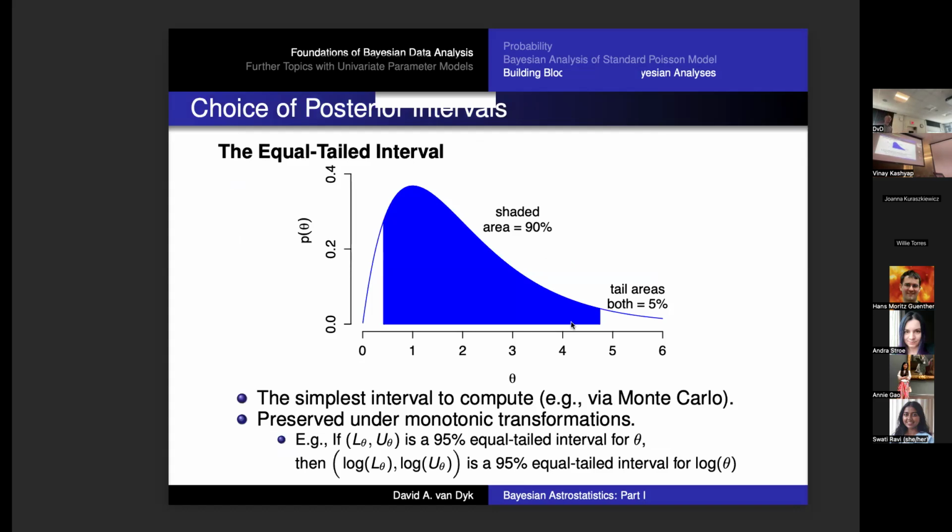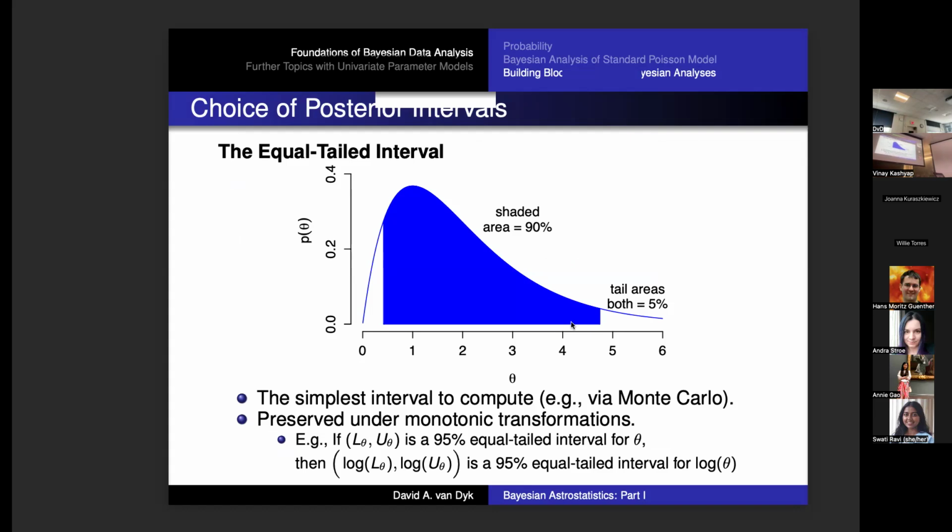So a couple of ways that people do this. This is the equal-tailed interval. That's what I just described. I did it with 90%, probably just to make the picture a little easier to see. If I want an equal-tailed 90% interval, I put 5% on each side and take the 90% in the middle. That's a really nice choice and a very easy choice.